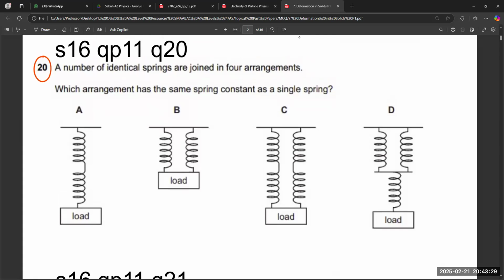Okay, for example, we got one question from the combination of springs. A number of identical springs are joined in four arrangements. There are four different arrangements given. Which arrangement has the same spring constant as a single spring? So basically you need to identify in which combination we will get the value of K equal to a single value of K.